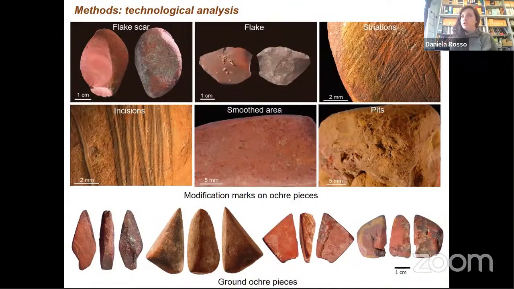Anthropogenic modifications on ochre pieces were identified macro and microscopically. We recorded traces of flaking, striations, facets, smoothed areas, incisions, and also pits. In our surface texture analysis, we paid particular attention to striations that you can see on the upper right corner of the photo. So striations are produced by grinding the piece against an abrasive surface, such as, for example, a lower grindstone. They are present as linear parallel marks that are arranged in groups. And additionally, grinding produces facets, which are areas that are flattened by grinding and covered with striations.